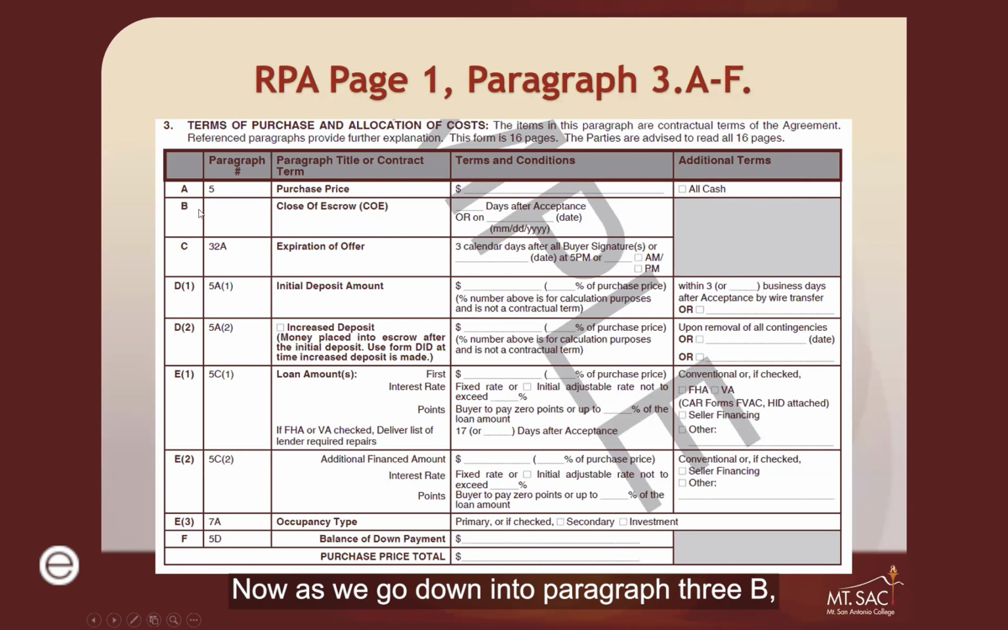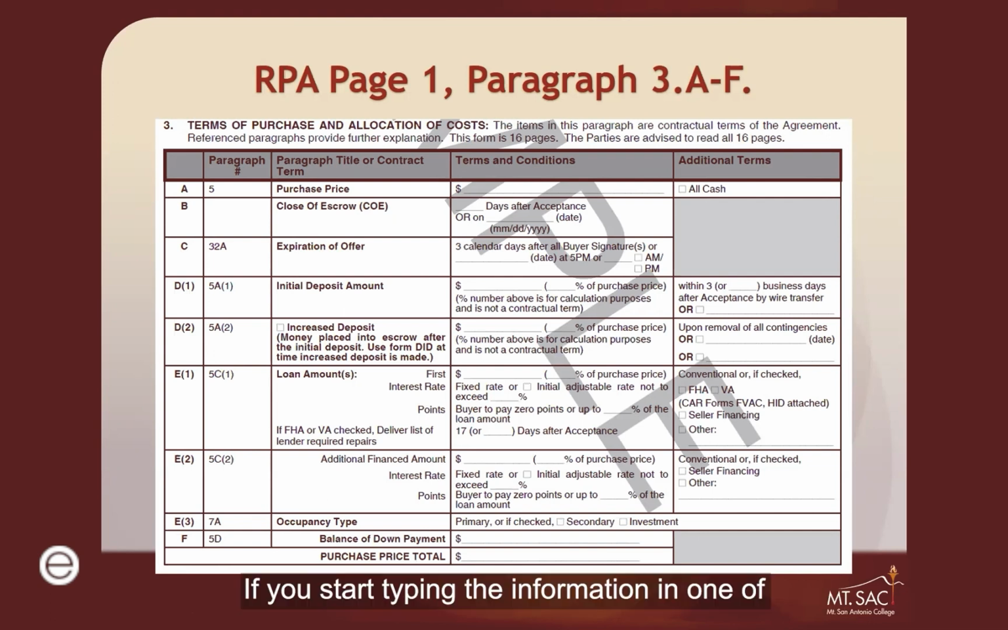Now, as we go down into paragraph 3B, close of escrow, terms and conditions, we can do number of days or a specific date. Now, you're going to notice that some of these blanks in here are a little small. And you're saying, I might need to write a little bit more information here, and I don't have enough room. What am I going to do?